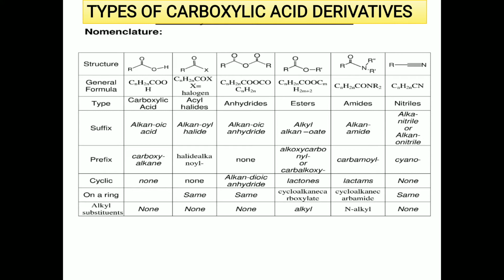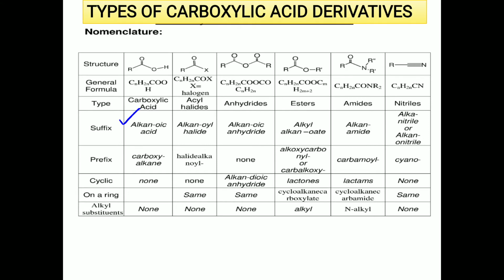Okay, so the first and very basic type is carboxylic acid. The general formula for carboxylic acid is CnH2nCOOH, and the structure is RCOOH, meaning the basic functional group for carboxylic acid is COOH. While naming such a carboxylic acid, we use a suffix of alkanoic acid, a prefix of carboxyalkane, and if there is a cyclic ring, there is no other name for carboxylic acid, and also for alkyl substituent.